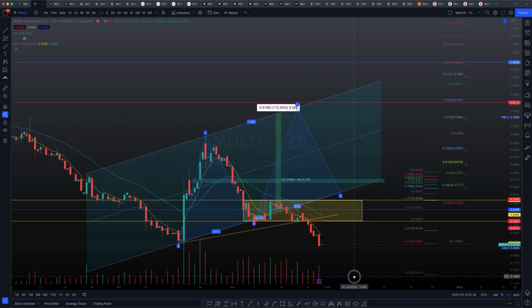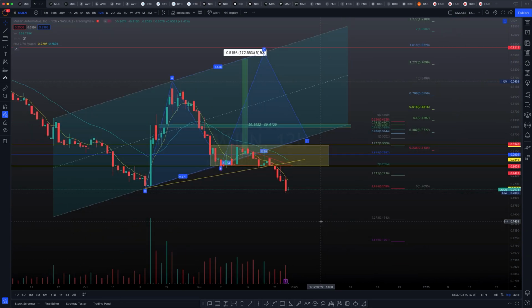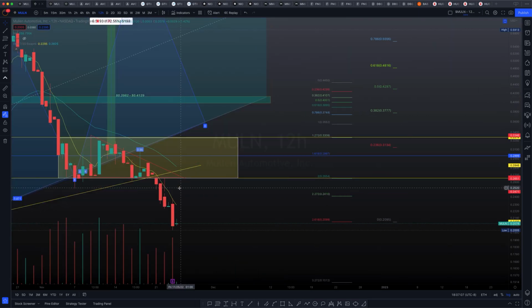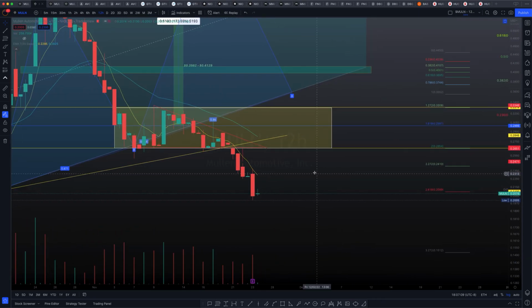So we are looking at MULN on the 12-hour chart right over here, and we had mentioned the potential of us actually reaching the 2.618 level at about 20.99. That's about 21 cents. We did surpass that just a bit, and now we are using it as a form of resistance. This is the 2.618 level at 20.99, and you can see that this candle has now used it as a form of resistance.